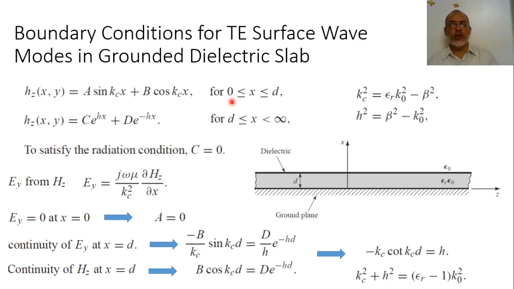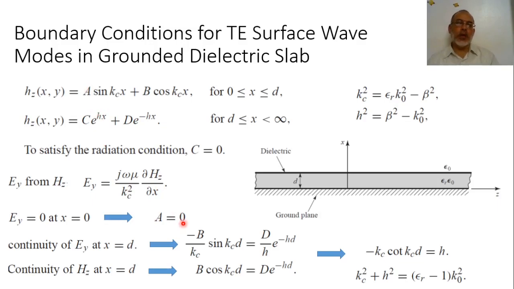The derivative of Hz with respect to x would be a kc cosine kcx minus b kc sine kcx. At x equals 0, the term related to b is already 0, and the term related to a is multiplied by 1. To satisfy that Ey equals 0 at x equals 0, the value of a must be 0. So the value of a is 0.